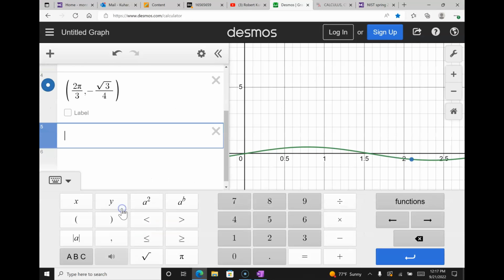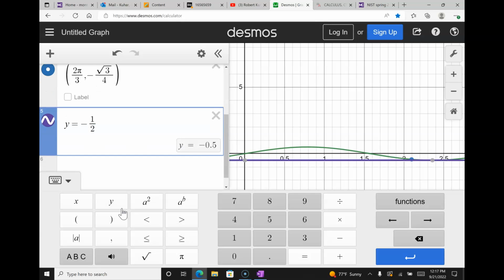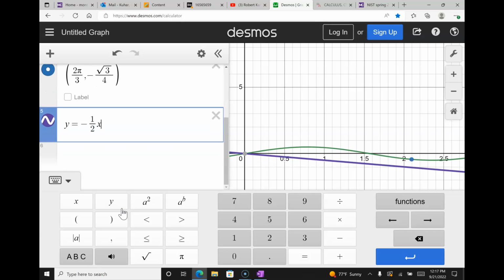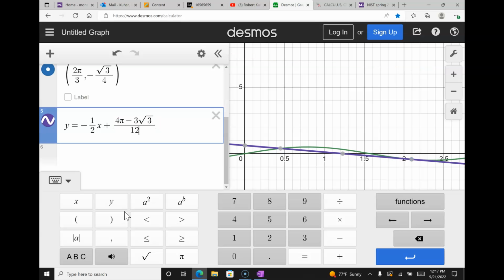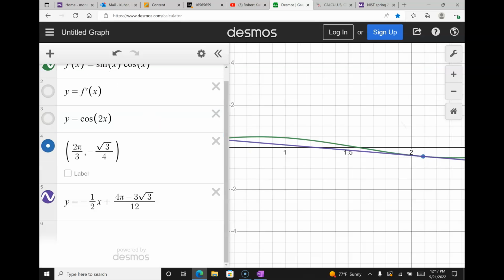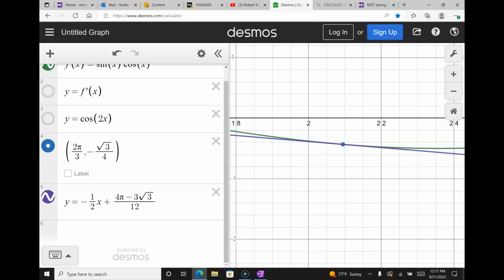I graph that. Y equals negative 1/2 x plus 4 pi minus 3 rad 3 all over 12. Woohoo! Love it.